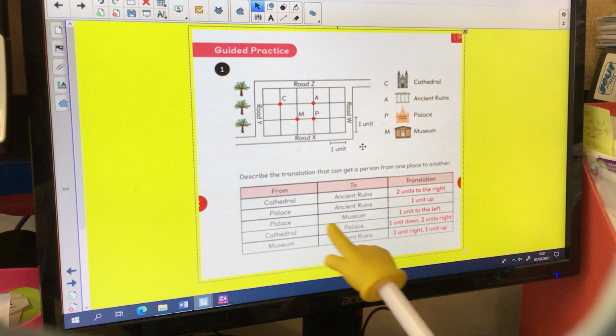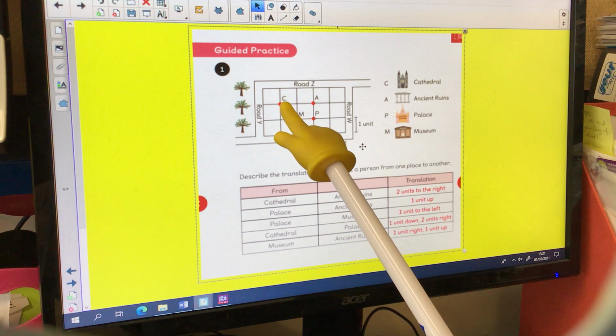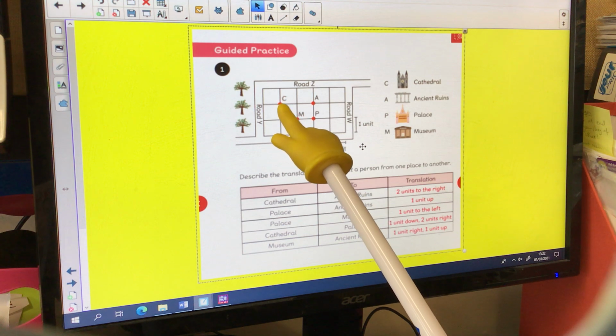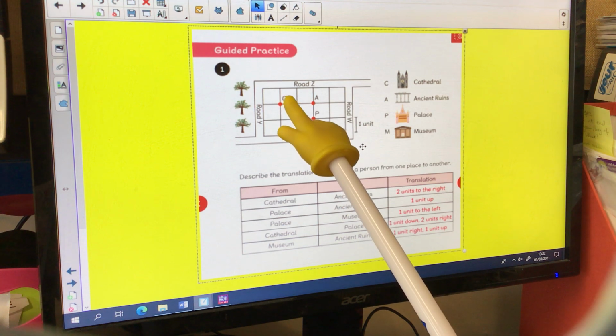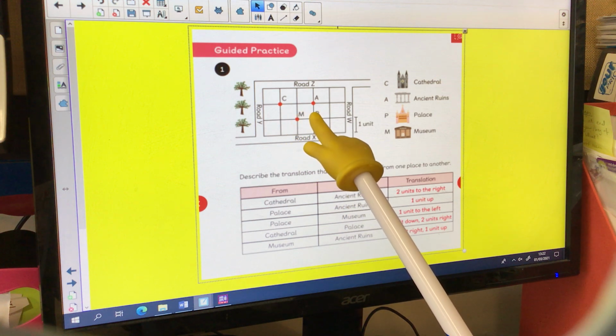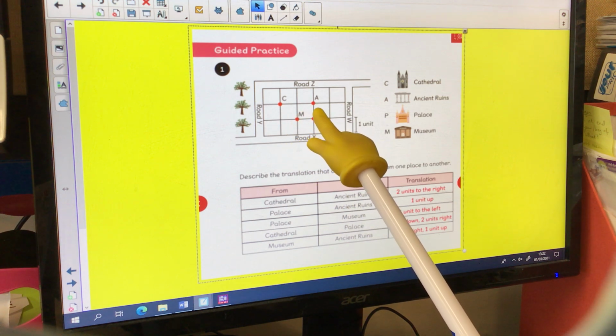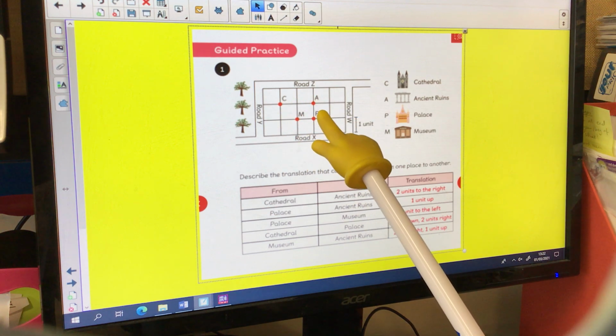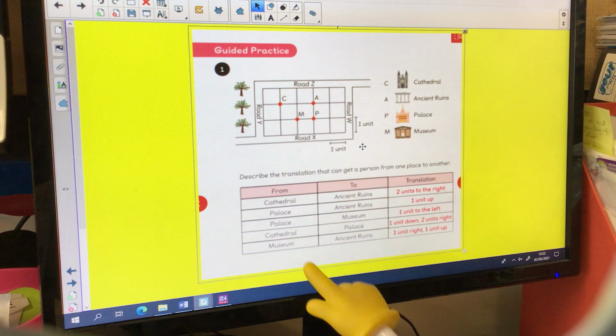Next one, cathedral to the palace. Cathedral, and we want to get there. Now that's a bit harder. Let's have a think. We're going to go 1 unit down and 2 units across to the right. Or you could have gone 2 units right and then 1 down. That would have been fine as well. Doesn't matter which way round for that one.